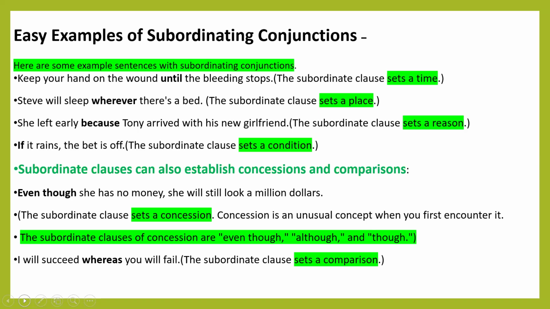We have seen many examples of concession and comparison in the previous slide. Here also a few examples are given. Even though she has no money, she will still look a million dollars. So "even though" gives the concession. The subordinate clauses of concession use even though, although, and though. Next, comparison: I will succeed, whereas you will fail. It sets a comparison.